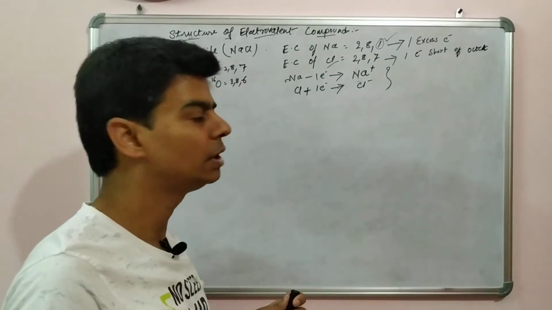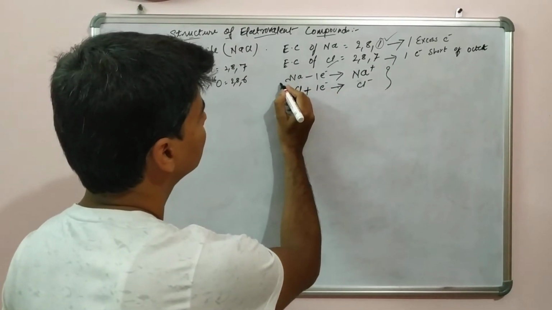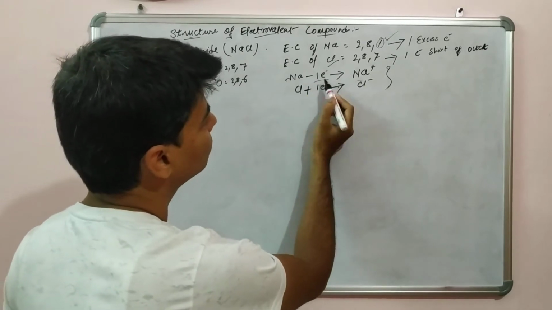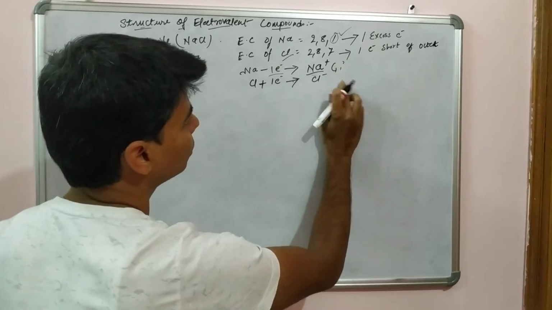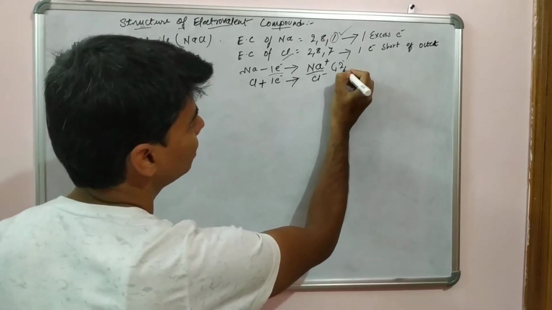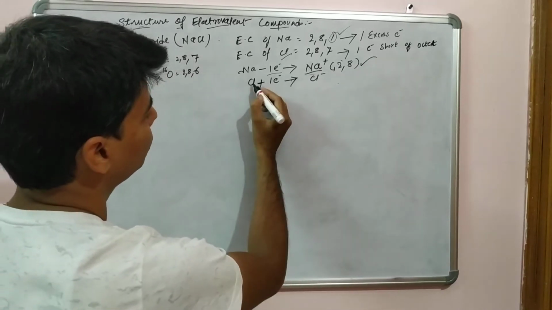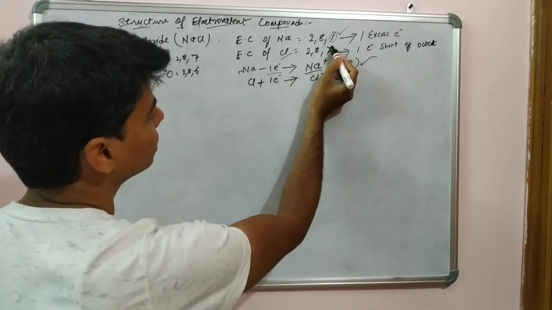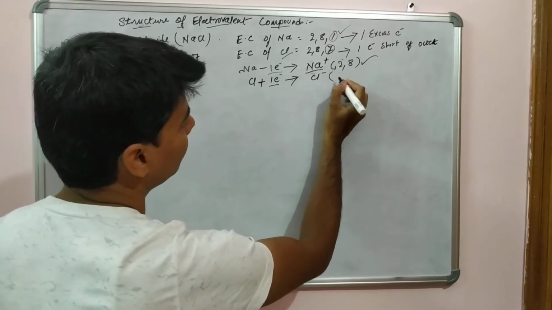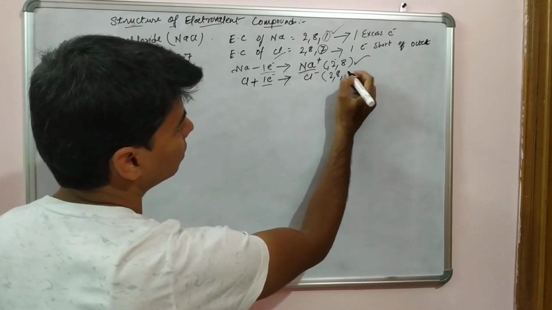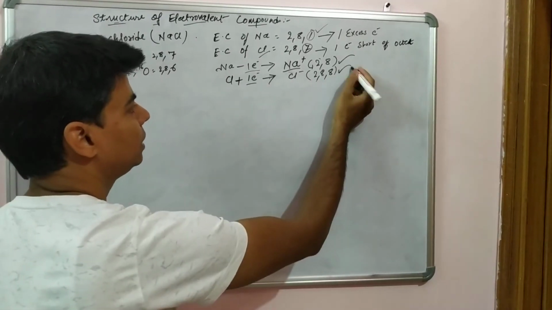Now we will look more into this. This is sodium, whose electronic configuration is 2, 8, 1. It will lose 1 electron to form a sodium ion. The sodium ion has the stable electronic configuration of the nearest noble gas, which is 2, 8. It has attained stability. Similarly, chlorine has 7 electrons in its outermost shell. It will gain 1 electron and form a chloride ion, thus making 8 electrons in its outermost shell to achieve stability.